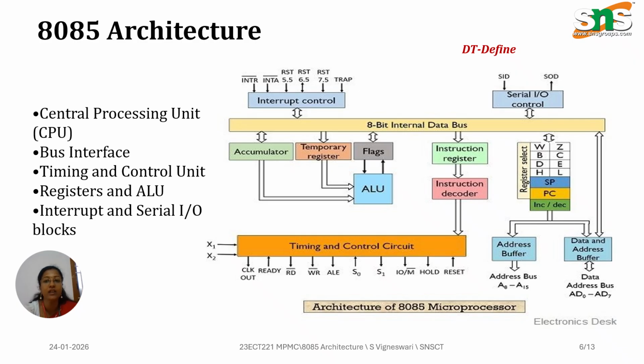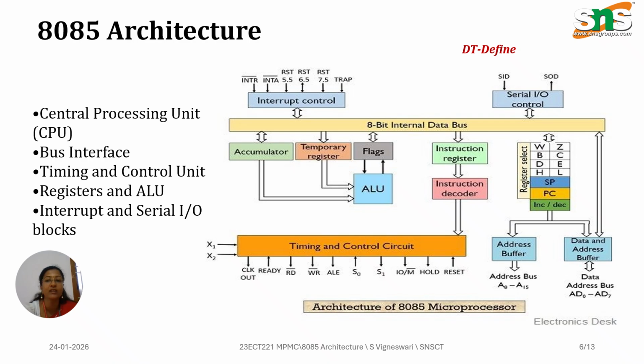Next comes the accumulator. The accumulator is the most important register in the 8085 because it stores the operand before an operation and the result after the operation. Almost all the ALU operations involve the accumulator. That is why it is often called the heart of the microprocessor. Without the accumulator, data processing is not possible here.